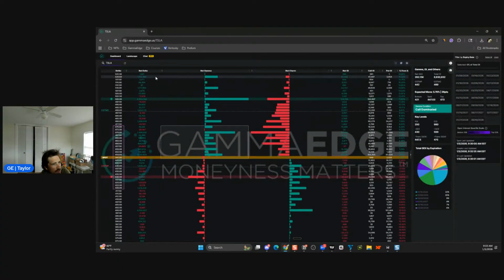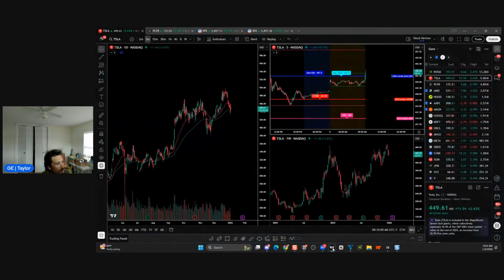If we go look at Tesla right now, 450 is kind of the top of its transition zone, right? We just have some little nodes here that are messing with the GEX algorithm, which on a scientific basis is correct, but from an artistic point of view, 450 is a critical level in that name.